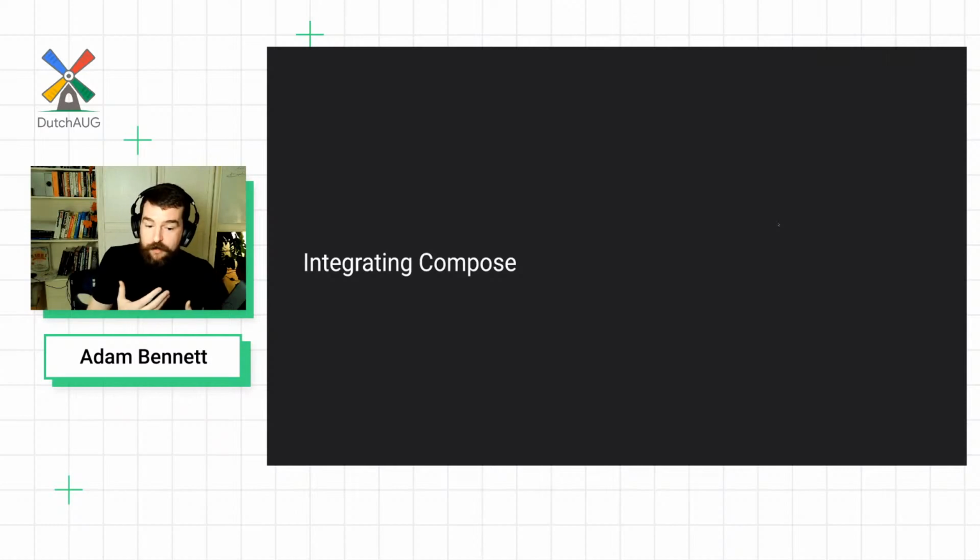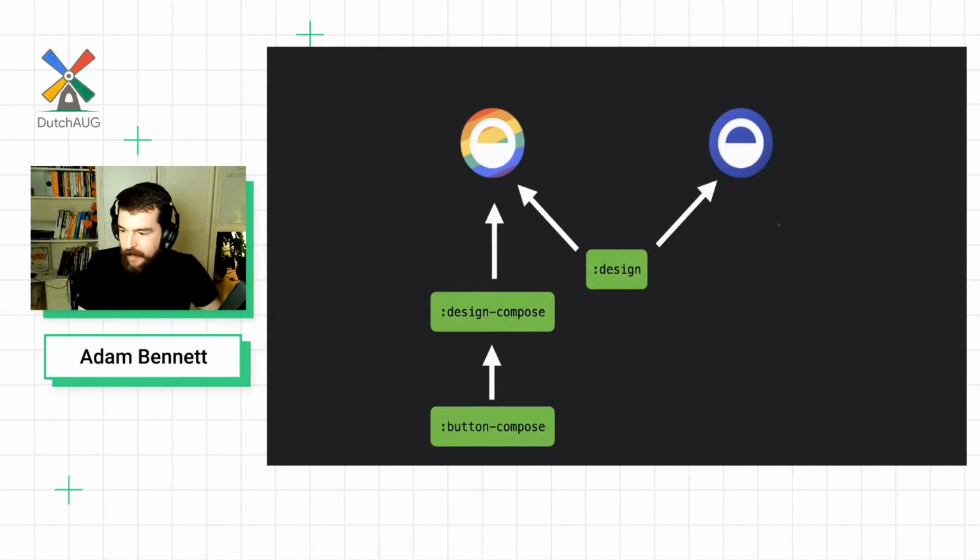Great, so you've ported your theme across, you created some of these components, and now is the time to consume one of these components to test that it works and it doesn't break anything in production. So we've got our button compose, it's part of our design compose library. And what we want to do is attempt to integrate this into the existing app.